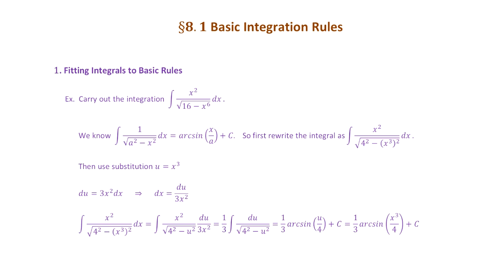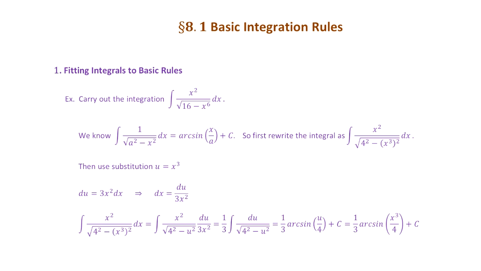And then you can use the formula: the integral of 1 over square root of a squared minus x squared equals arcsine of x over a. So then we get 1/3 times arcsine of u over 4. Here it's u instead of x, but you just change the variable later. Okay. And the a will be 4. All right.